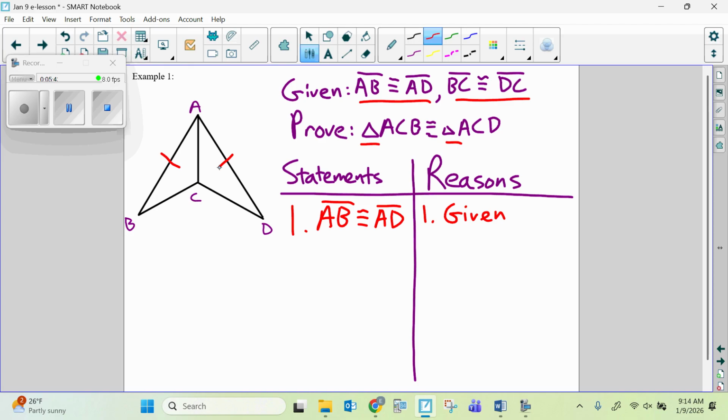Take a guess right now. What do you think my statement 2 is going to be? If you thought my statement 2 will be that segment BC is congruent to segment DC, you are correct. That's my other given piece of information, so I want to state that as well. What do you think my reason would be how I know BC and DC are congruent? Well, again, for the same reason as my first statement, I know that BC and DC are congruent because it was given to me. So I'm going to write my reason as given.